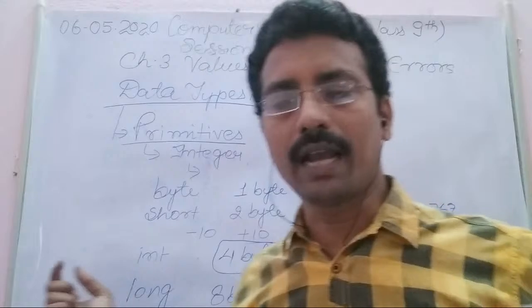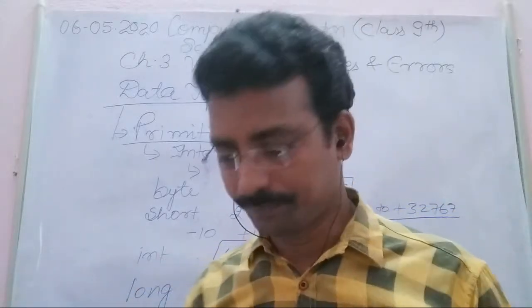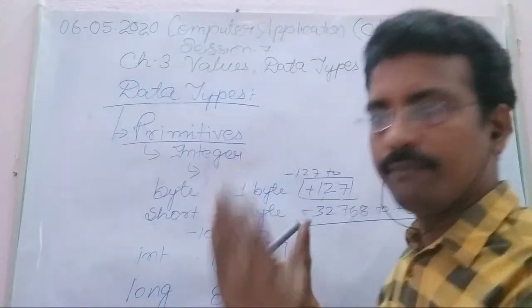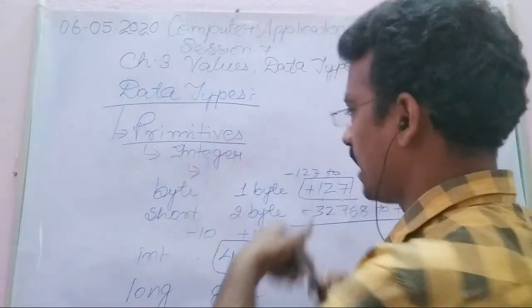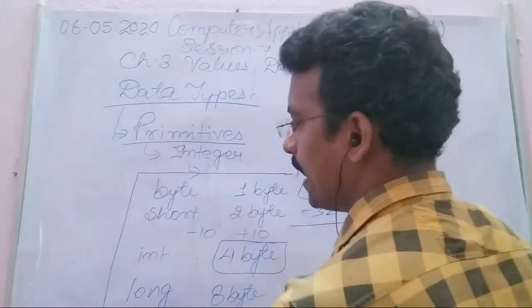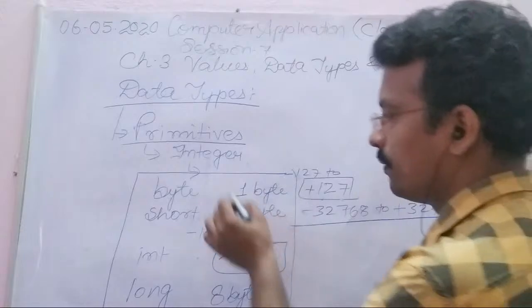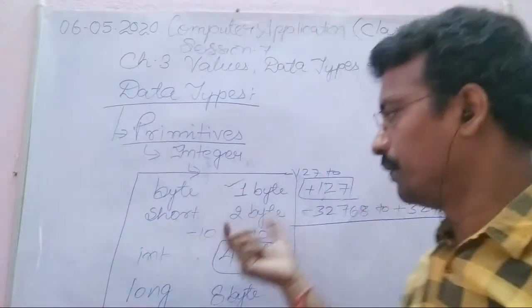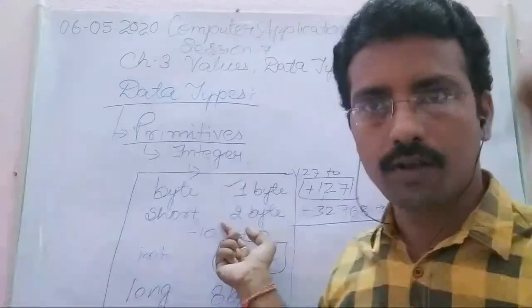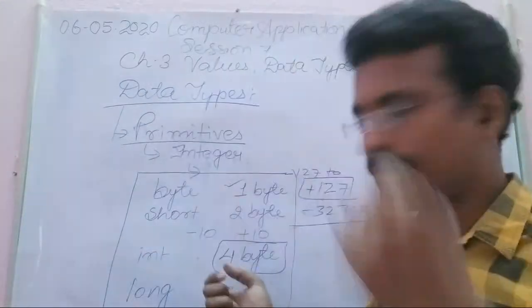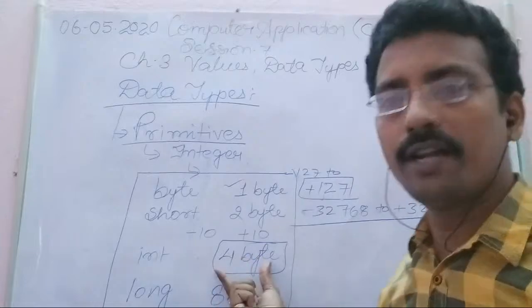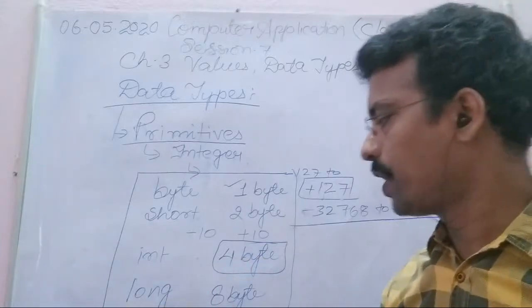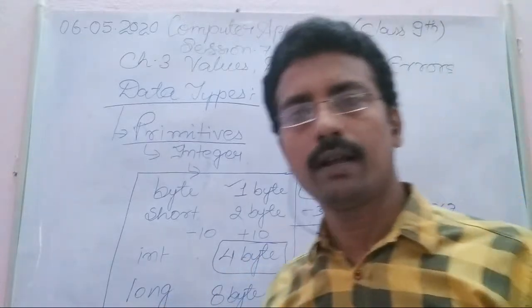So slowly we can come to know through our program. Only one thing you have to focus on: when it is called byte, you will keep in mind 1 byte. If it is called short, you will keep in mind 2 bytes of memory used in the computer. Integer, 4 bytes of memory used in the computer. Long, 8 bytes of memory used in the computer.